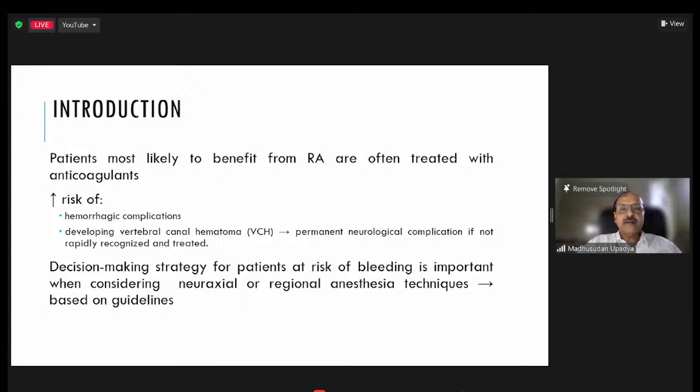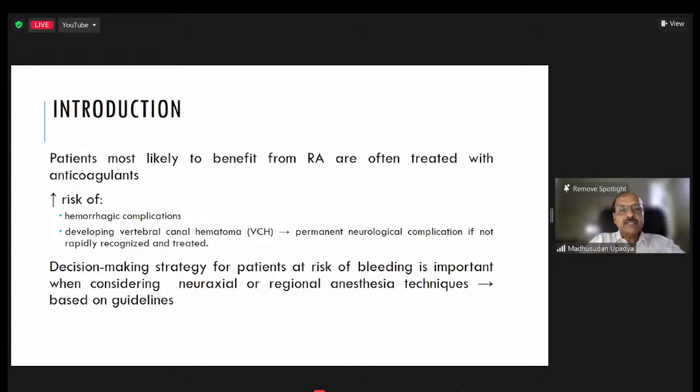Obviously, when patients come with anticoagulants, patients are managed with anticoagulants. That's an increased risk of hemorrhagic complications. I've been talking about that only till now. And there's a chance that the patient develops vertebral canal hematoma. And as I said, the permanent neurological complication is possible if it is not rapidly recognized and treated.